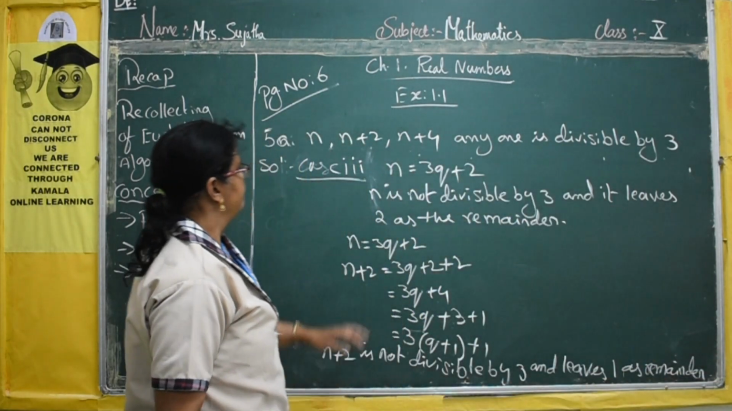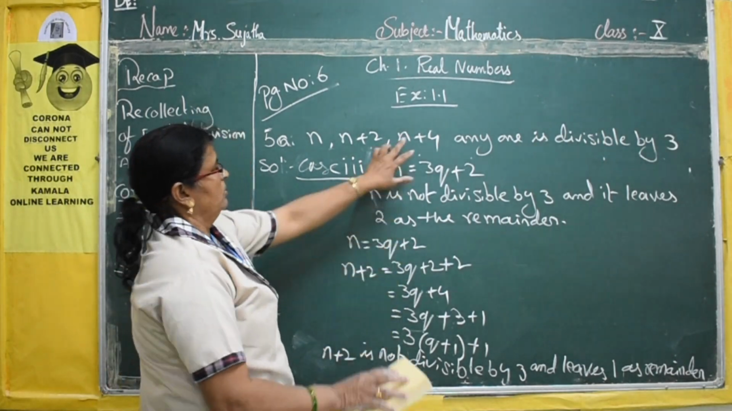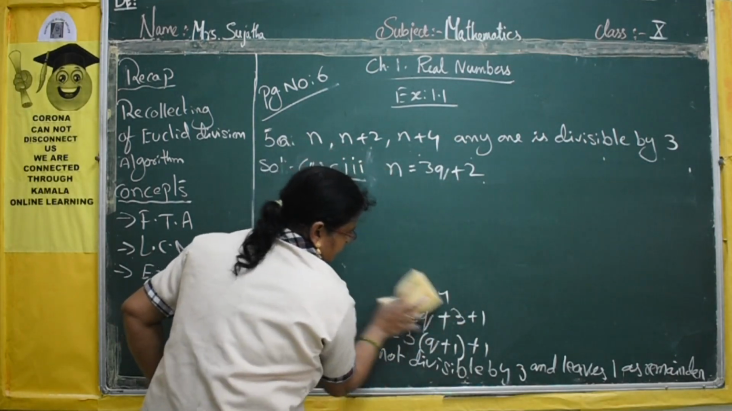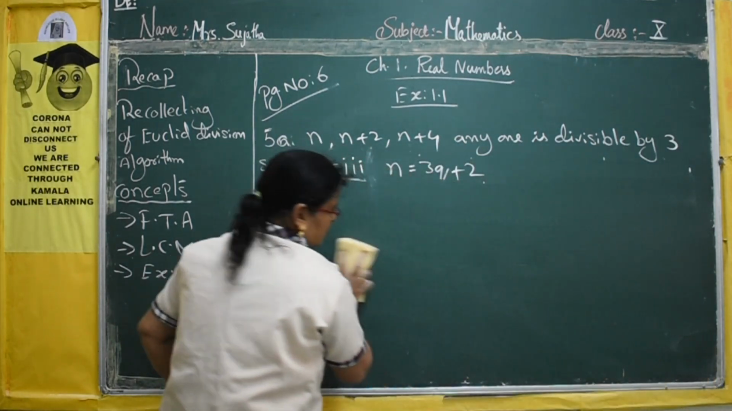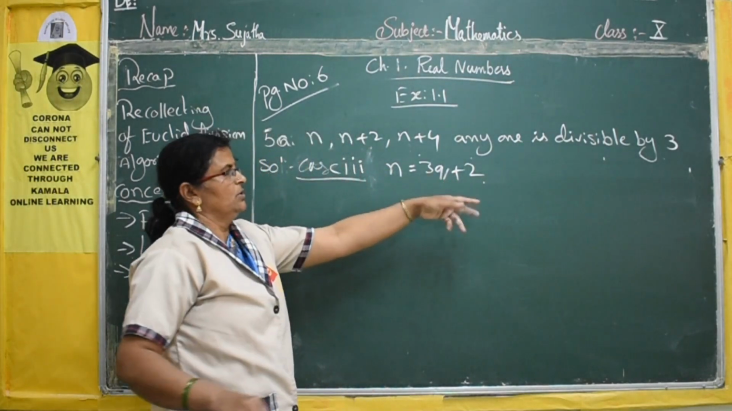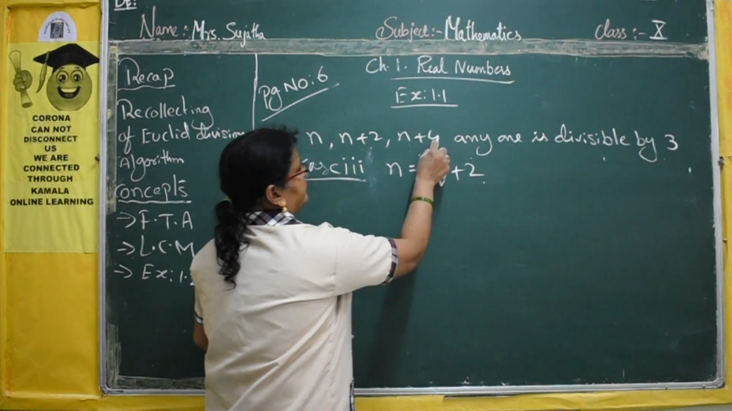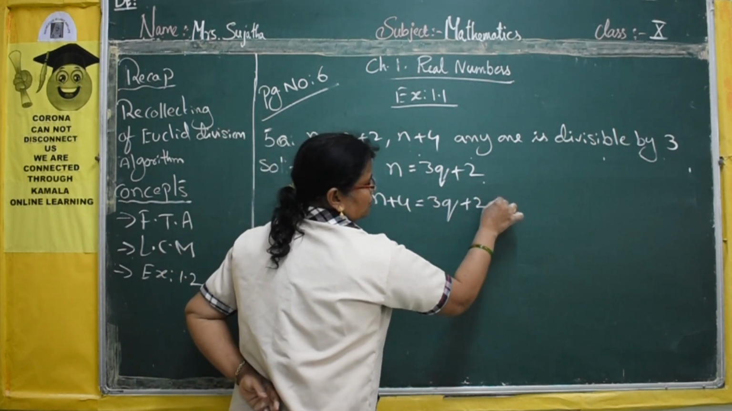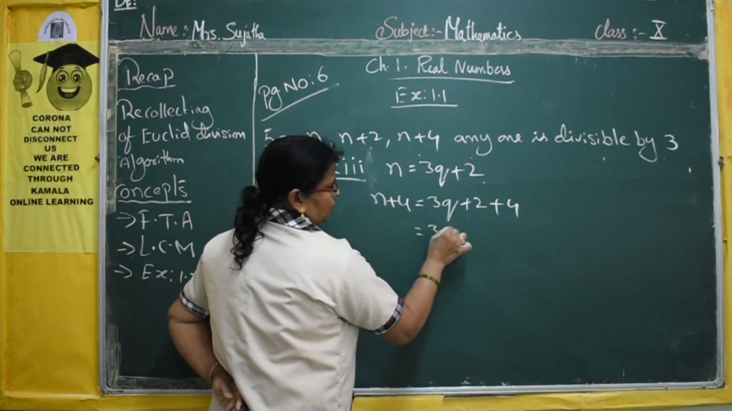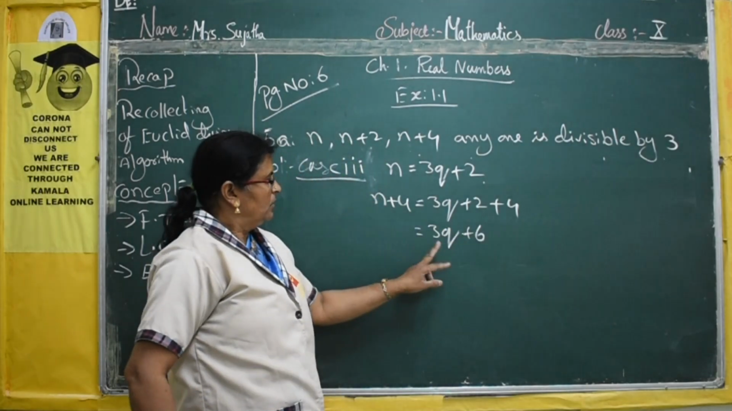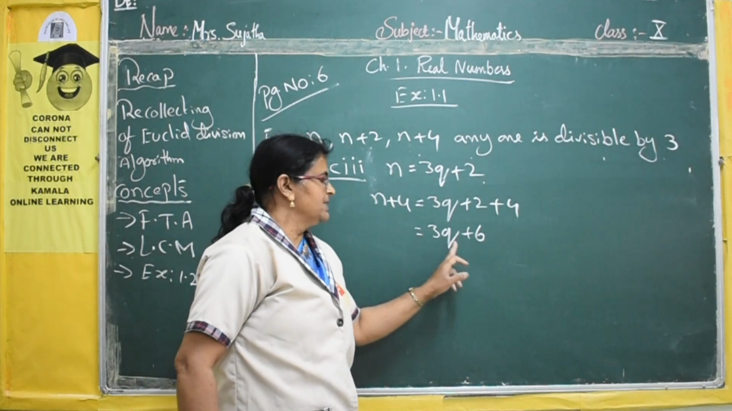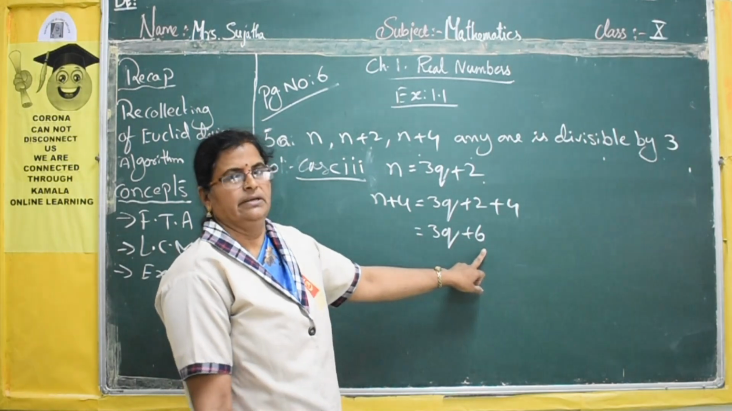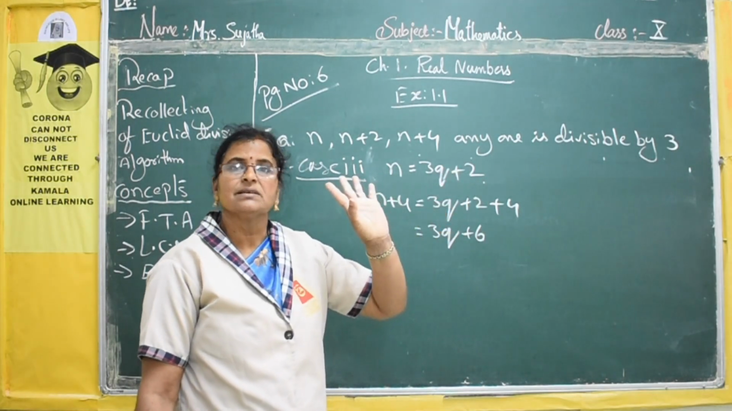Now last one. Understood now? Now last one, n plus 4 we will take. n is equal to 3q plus 2. Now what did we add to n? 4 we added. So n plus 4 is equal to 3q plus 2 plus 4. Now 3q plus 6. Now apply q as 1. 3 ones are 3, plus 6, 9 you are getting. So is 9 divisible by 3? Yes, it is divisible by 3. You are getting remainder as 0.